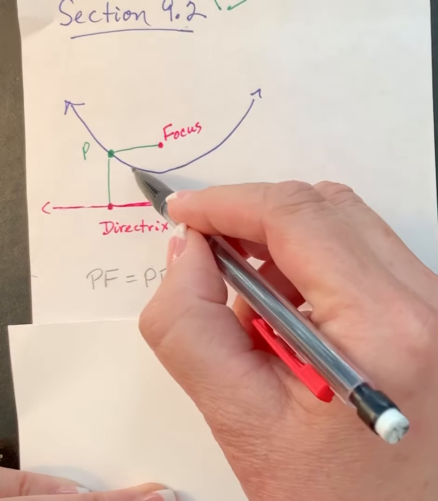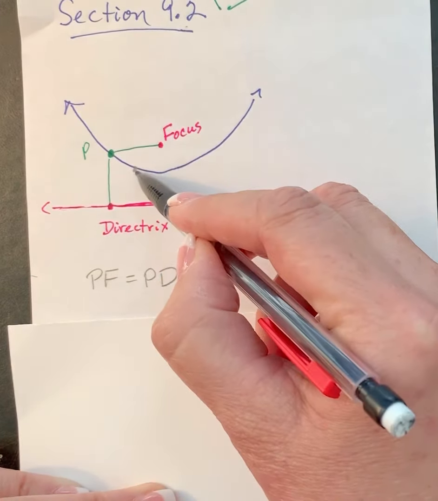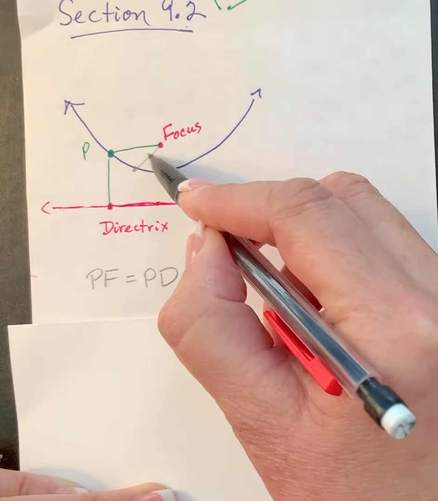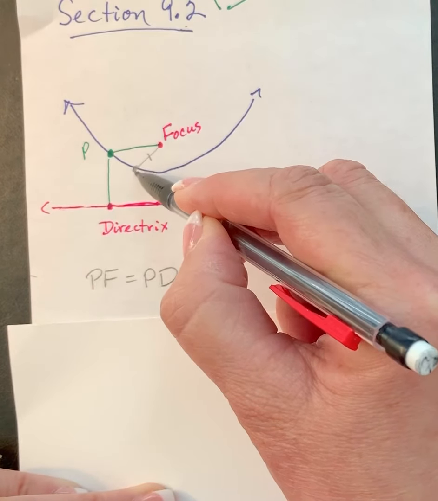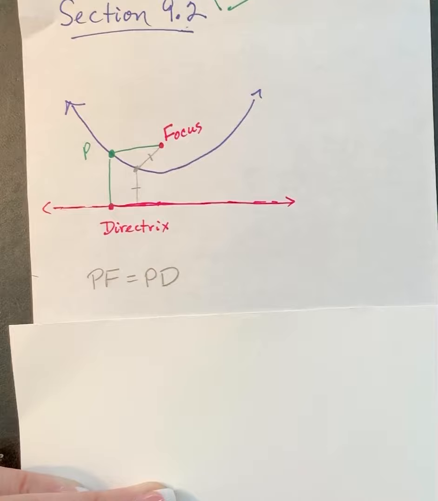All right, so you could take any point on the parabola and you would measure that distance to the focus and you would measure its distance to the directrix. And they should always be equal distances.